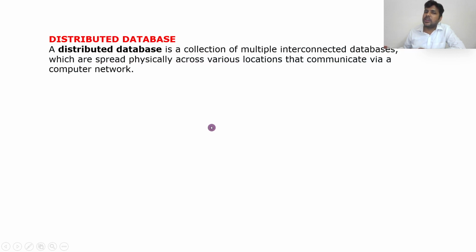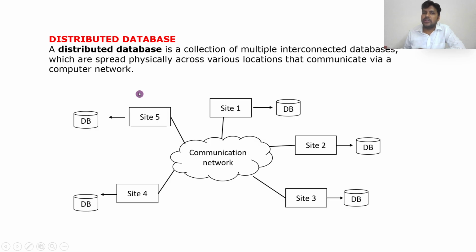But what happens in the distributed database? A distributed database is a collection of multiple interconnected databases which are spread physically, or you can say geographically, across different locations and communicate via a computer network. You can see now we don't have only one database. We have a database near site 2, a database near site 3, a database near site 4, and a database near site 5. So now I have five different locations with databases. Now my database is not centralized, not in one location. It is distributed among different geographical locations.